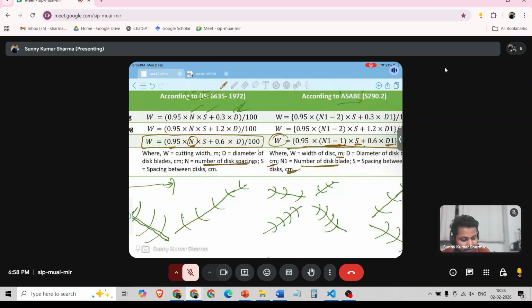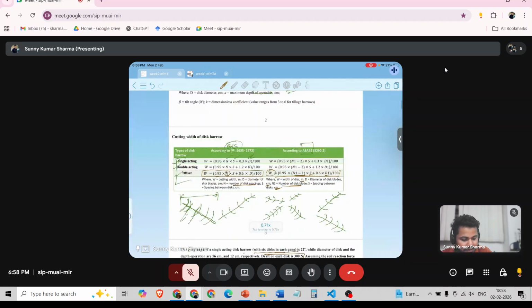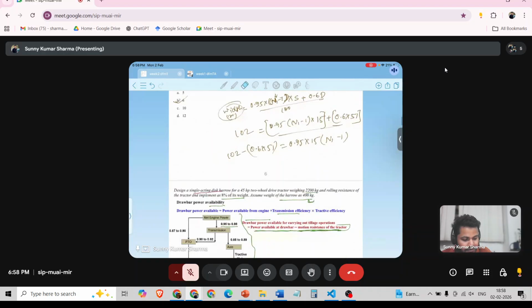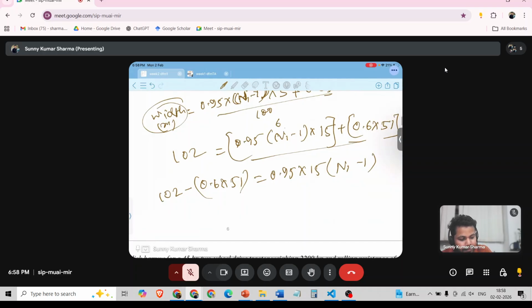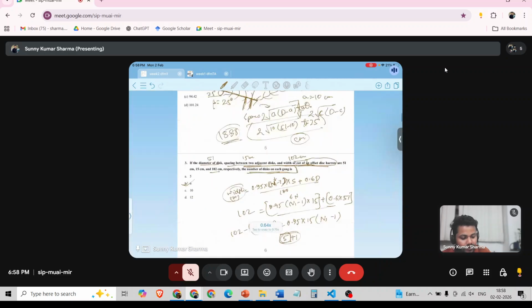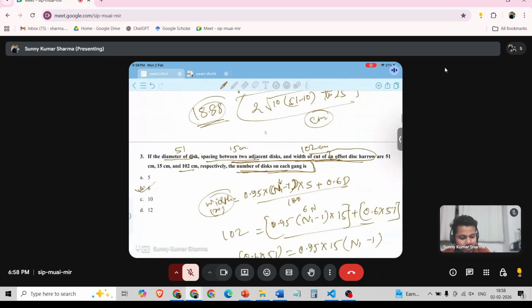Suppose there were 5 discs, and the answer came as six. That means n1 you got as 6. But if we used the other standard, we would get the answer as 5, but that is the number of spacings. We need to add one more to get the number of discs. That is just a spacing.